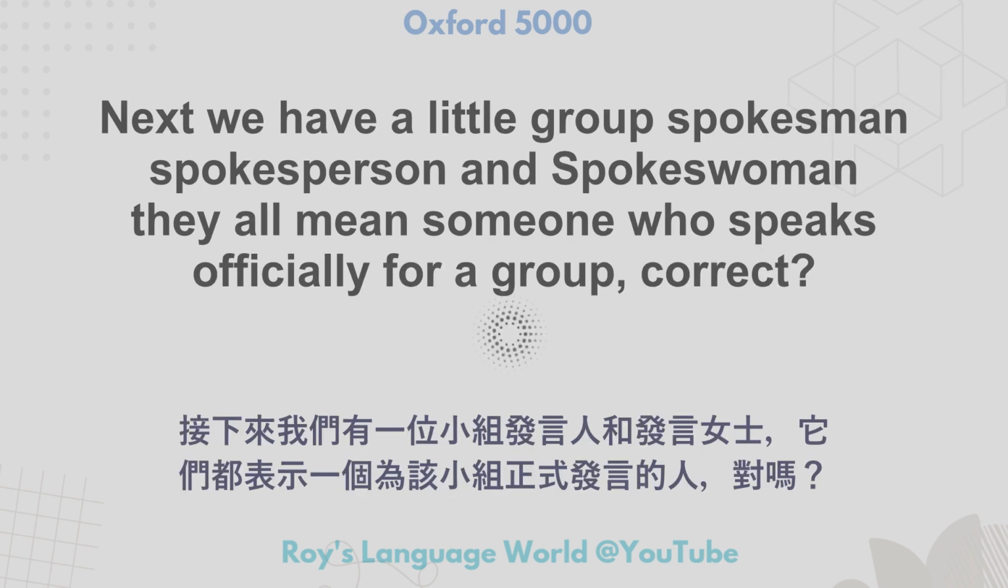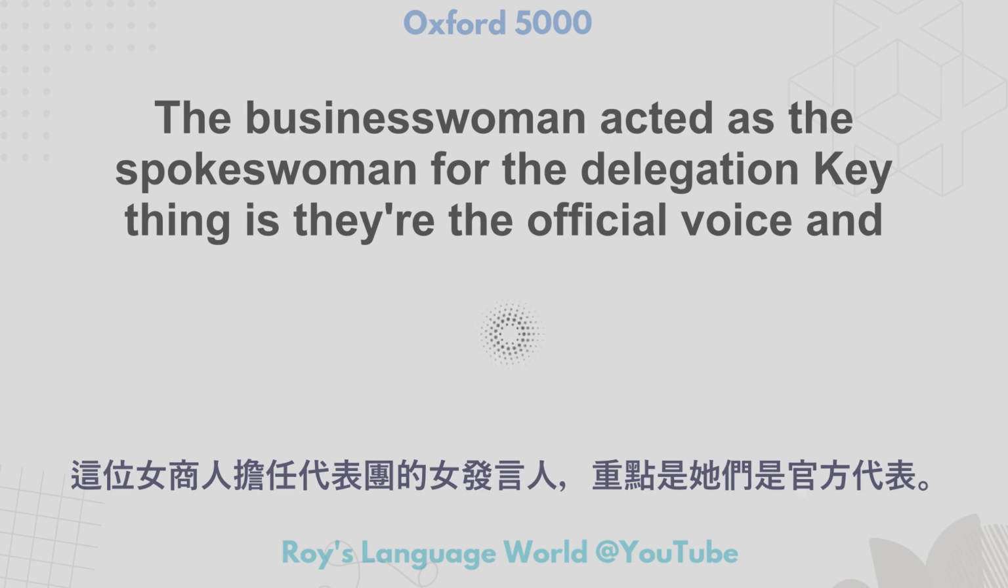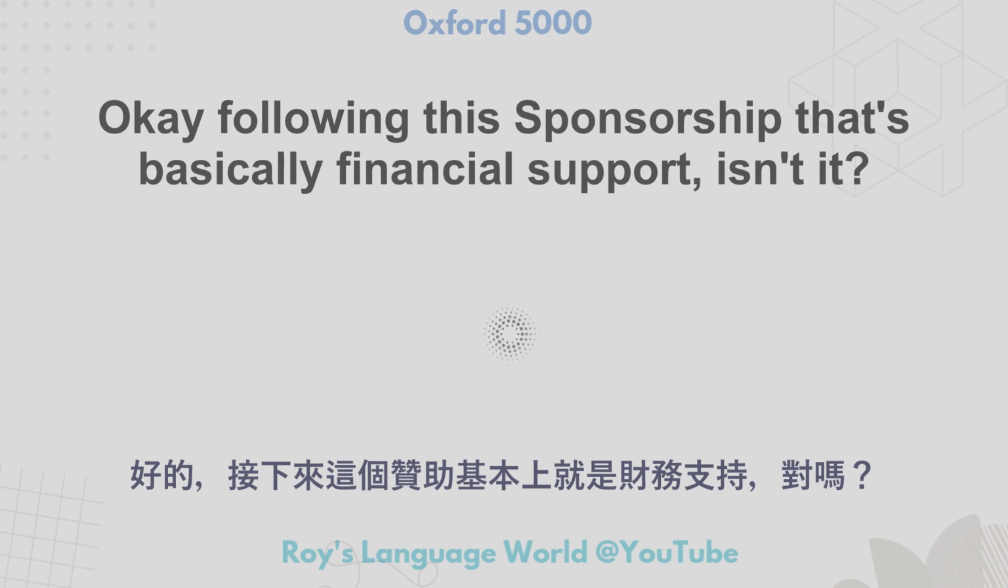Next, we have a little group. Spokesman, spokesperson, and spokeswoman. They all mean someone who speaks officially for a group. Correct. Like the company spokesman announced the new policy. Or a government spokesperson addressed the media. And the businesswoman acted as the spokeswoman for the delegation. Key thing is, they're the official voice. And just to be clear, spokesman usually male, spokeswoman female, and spokesperson is the neutral one. Increasingly common. Okay, following this.